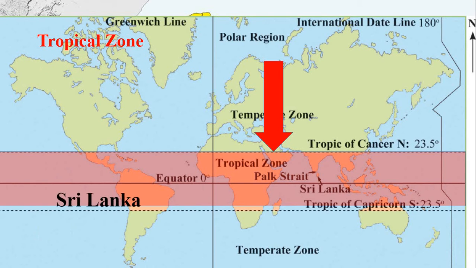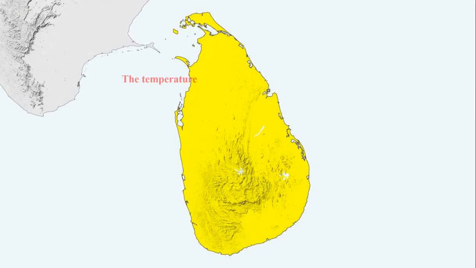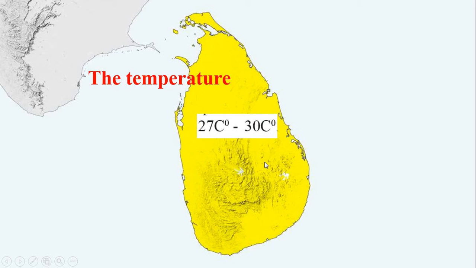Right, and here, what do you think about the average temperature that we have in our country? In our country, the temperature varies from 27 degrees Celsius to 30 degrees Celsius. And here the one special thing that I have to mention, we don't have a winter season in our country.